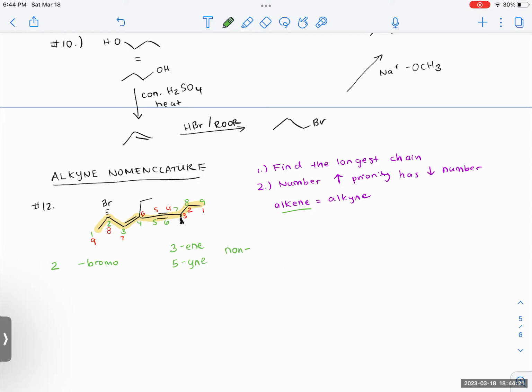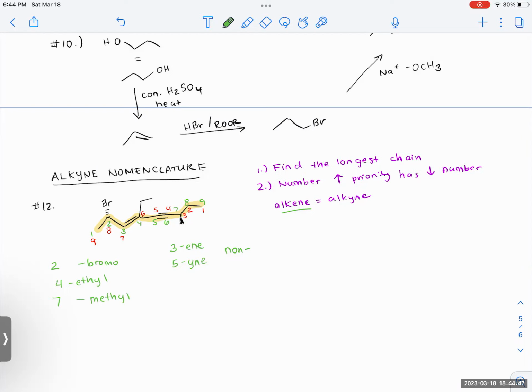Or not nonane, but nonene. We've got an ethyl on 4, and on 7 we've got a methyl. Okay, so now we have to go back and add some more information here.